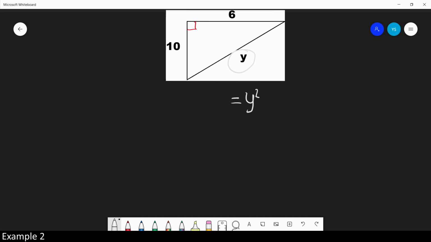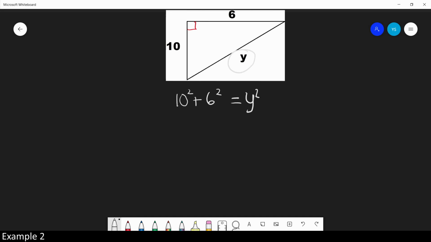As for the other two, again, you don't need to worry about which one is which. You can say 10 is a and 6 is b. You can say 6 is a and 10 is b. It really doesn't matter which way you do it, so I'm just going to put 10 squared here. And 6 squared over here.